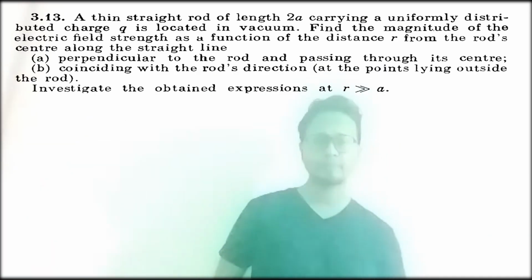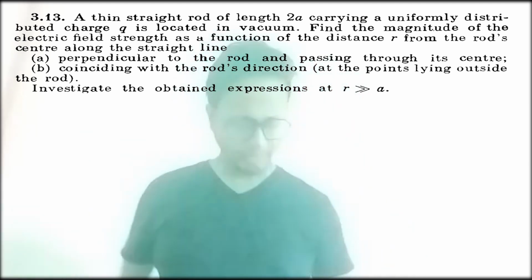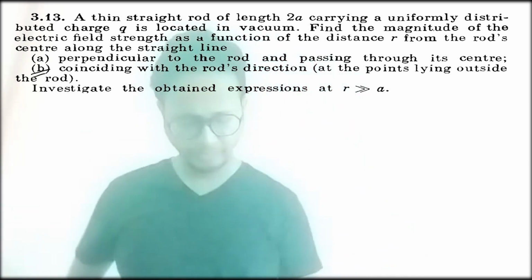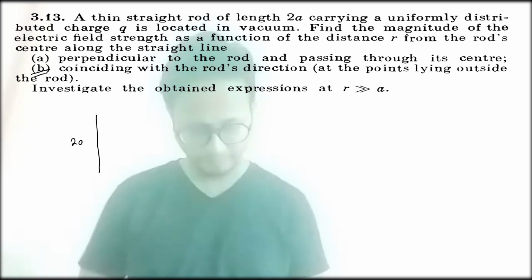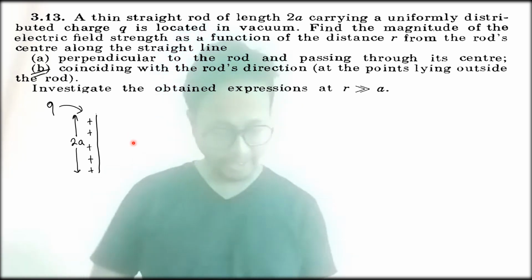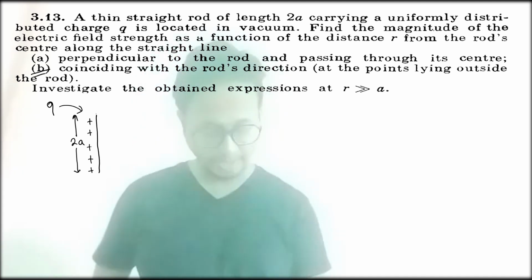Now, before jumping back to question number 11, we'll just quickly do part B of this question. Part B of this question is asking about the same rod of length 2a, of the same charge Q that is distributed throughout the length of the wire. But instead of asking for the electric field out here, they're asking for the electric field at this point, which is r distance from the end of the wire.